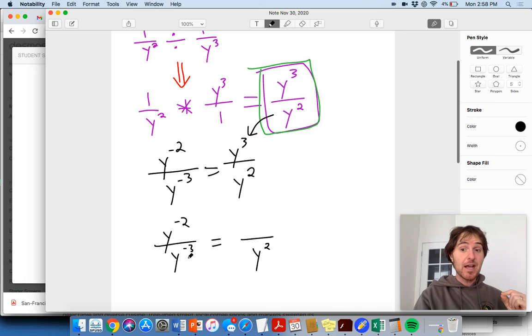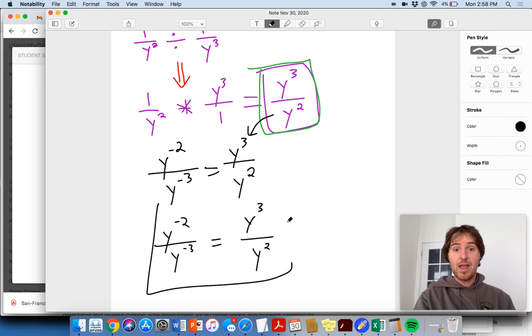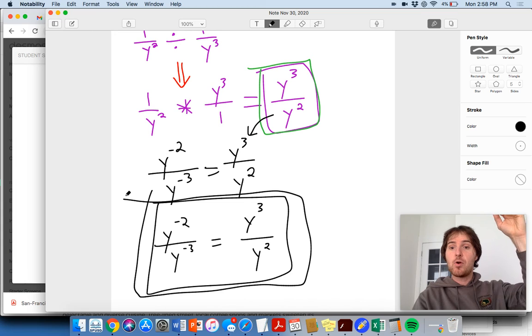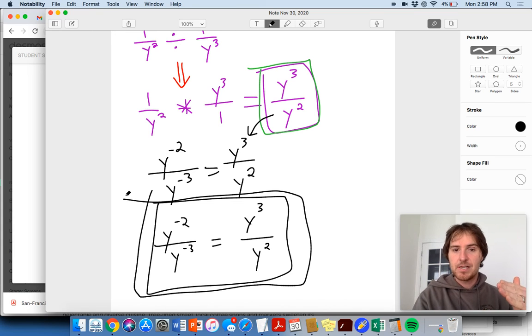If the negative exponent is in the denominator, what you do is you move it to the numerator and make it positive. And that's it, right? That's all you got to do, okay? So negative exponent, move it to the different position. If it's in the numerator, move it to the denominator, make it a positive exponent.